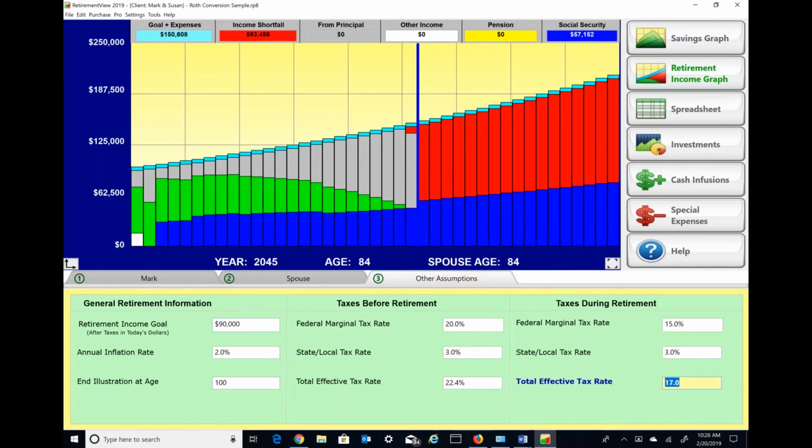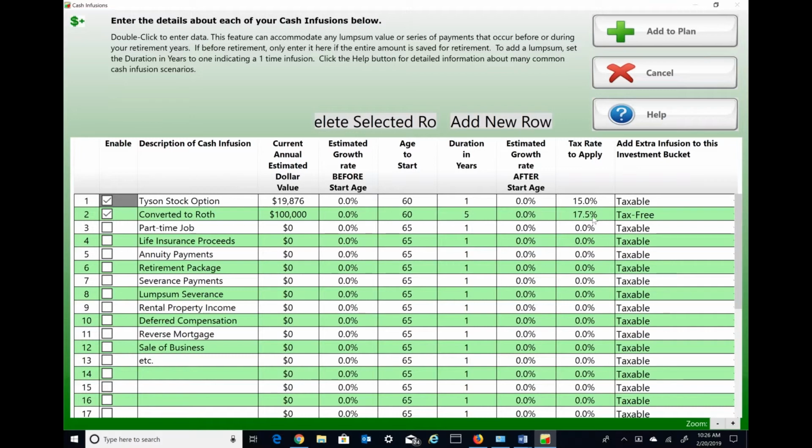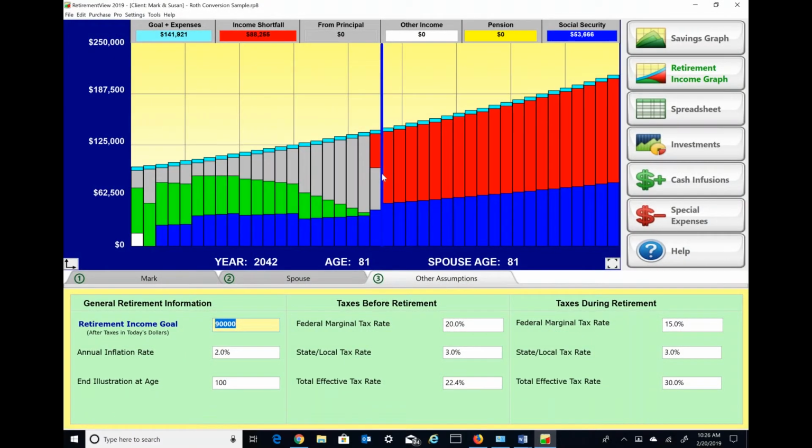Let's say in the future we go back to the 30%, and on the cash infusion we're taxing it now at the 17%, say. When we increased the taxes there, it did go down slightly. So you have to do an apples to apples comparison if you really wanted to, if you needed to convince Mark or whoever the client is that they needed to do this. But I just wanted to show how we do it. Does that make sense, Alan? Yeah, that makes a lot of sense. That's good. Good information.